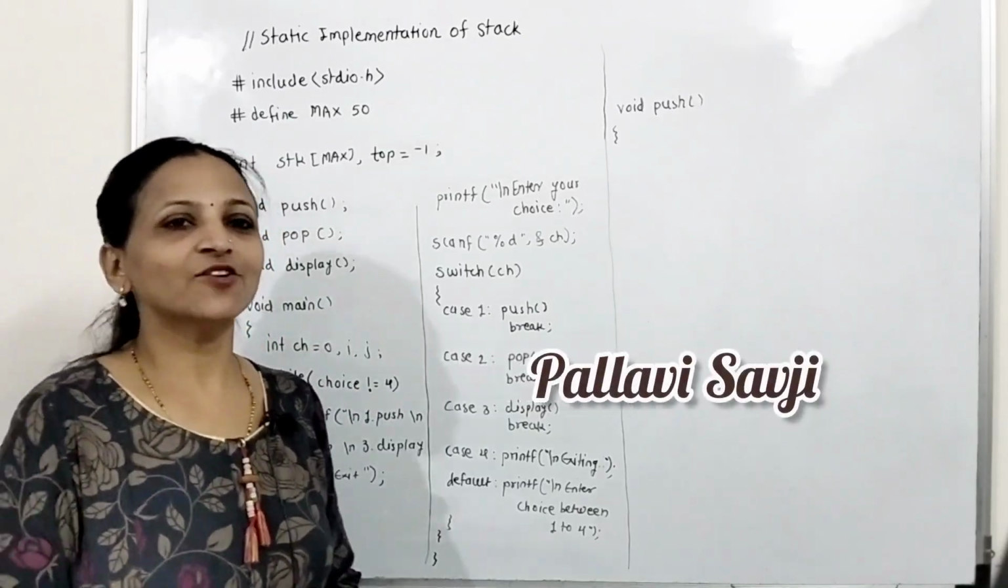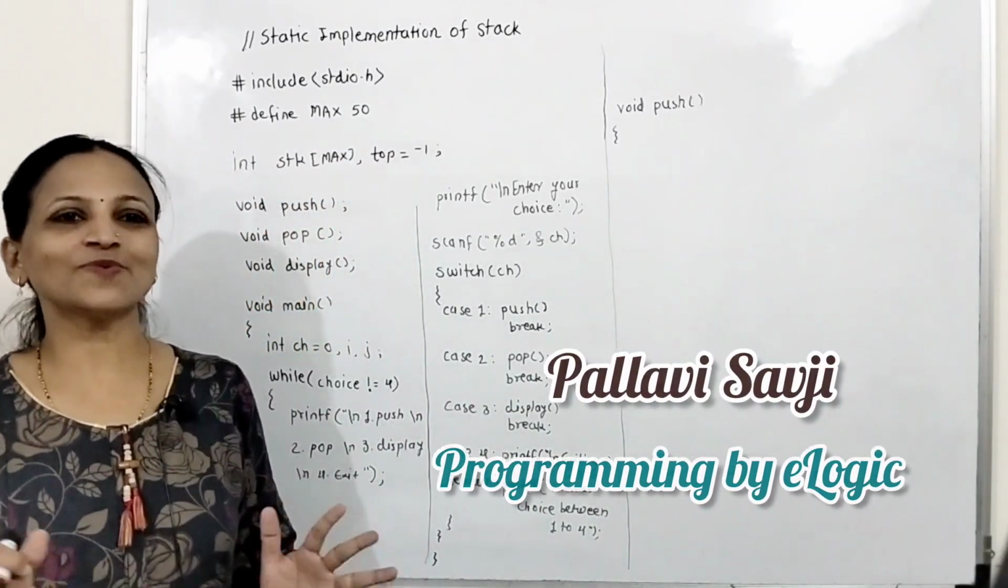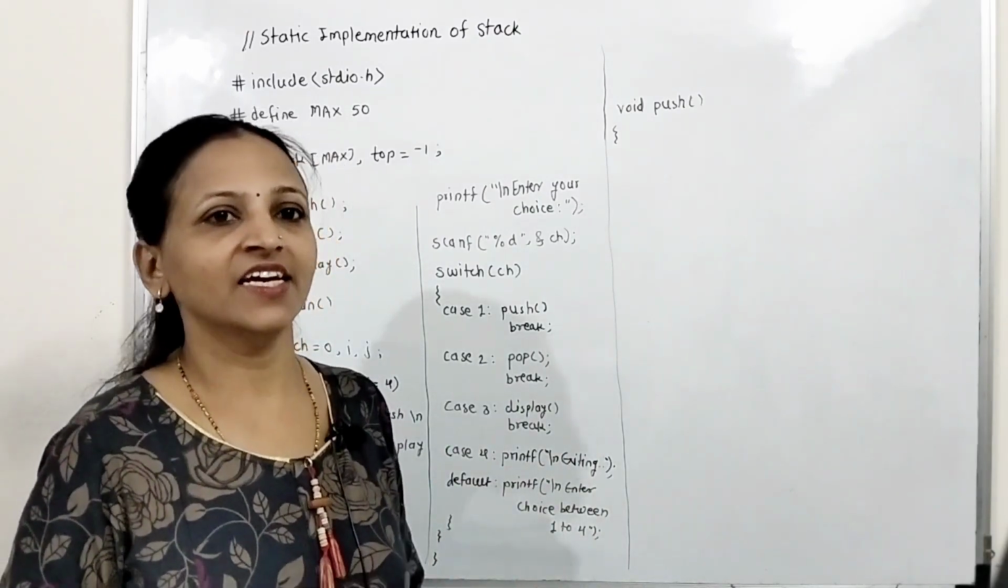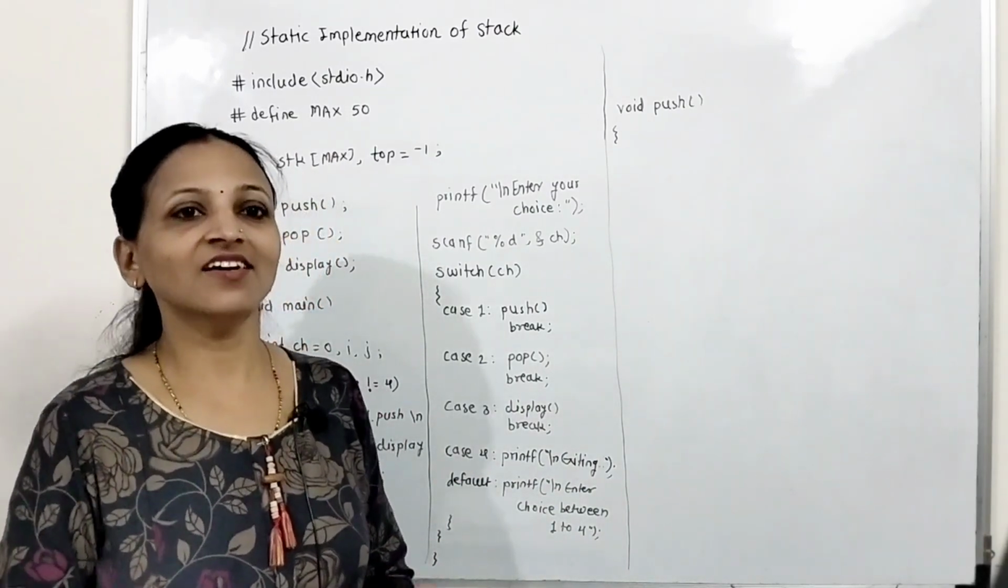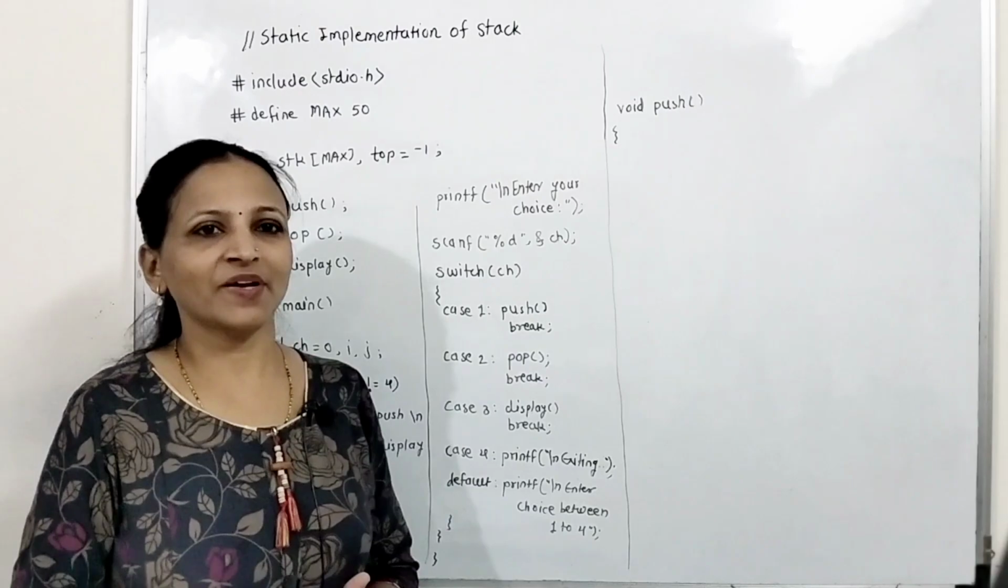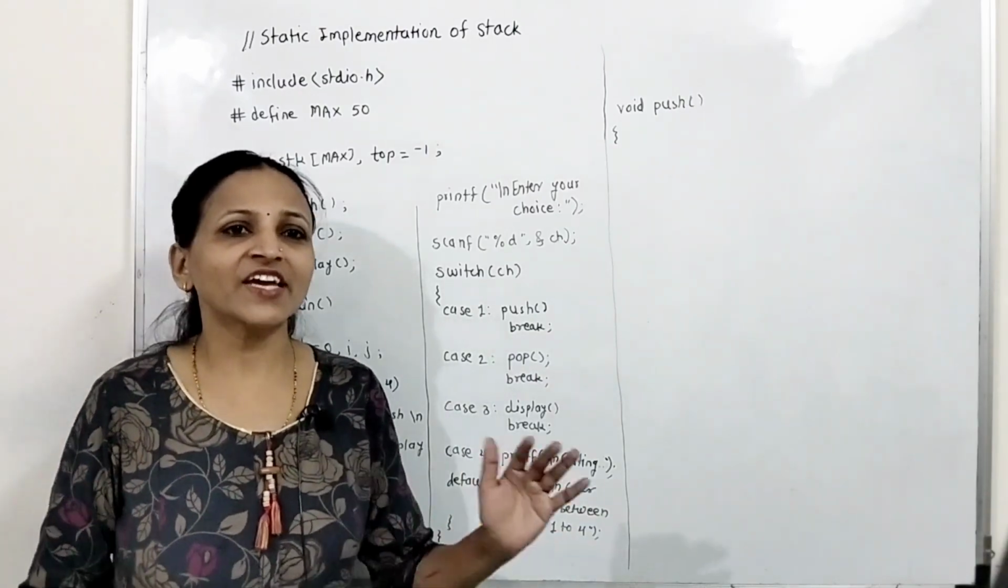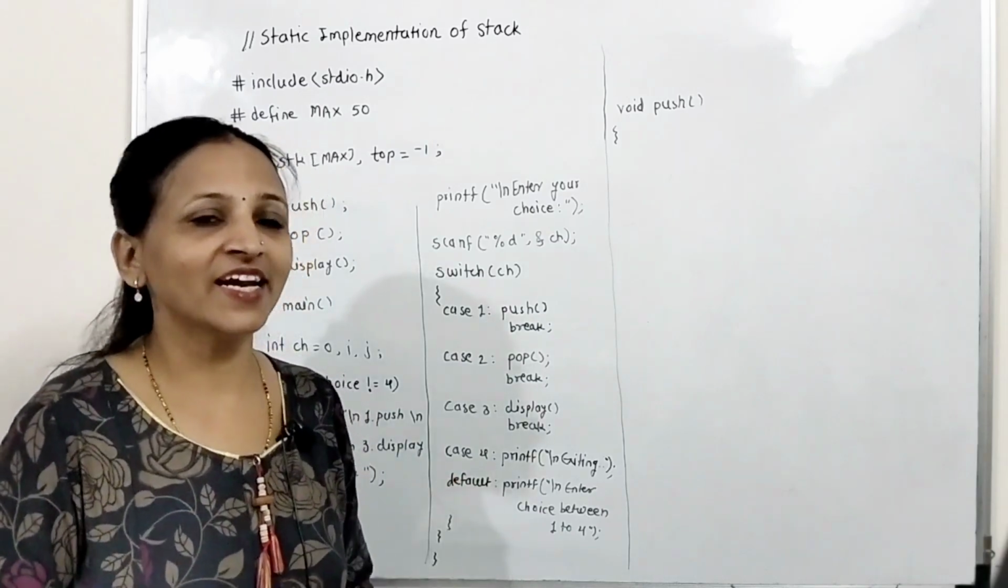Hello students, I am here to explain the static implementation of stack data structure, means implementing stack with the help of array. You know array is what? Array is a collection of same data type elements and array elements are stored contiguously inside a memory. We can access array elements with the help of index.